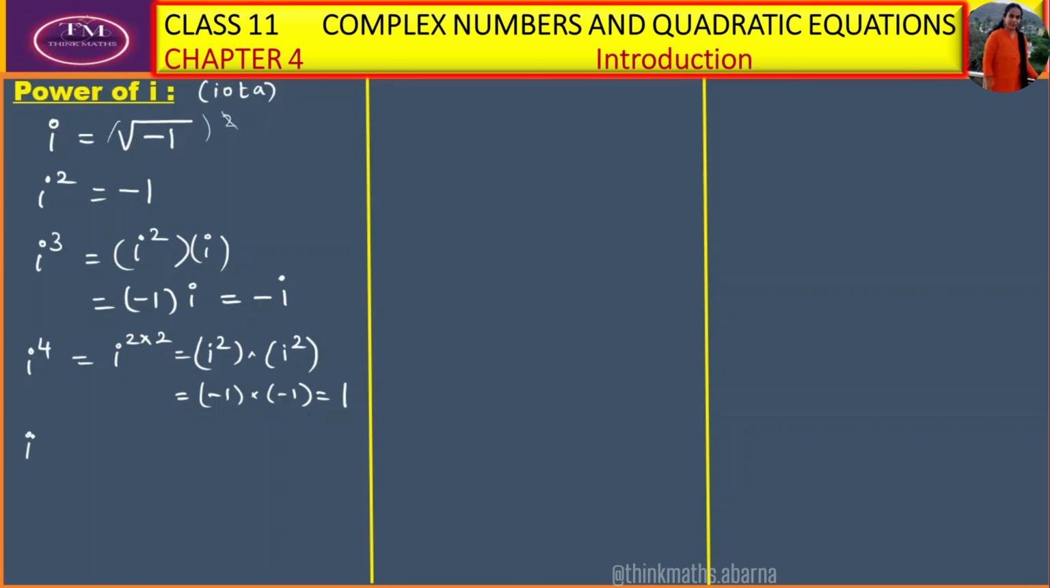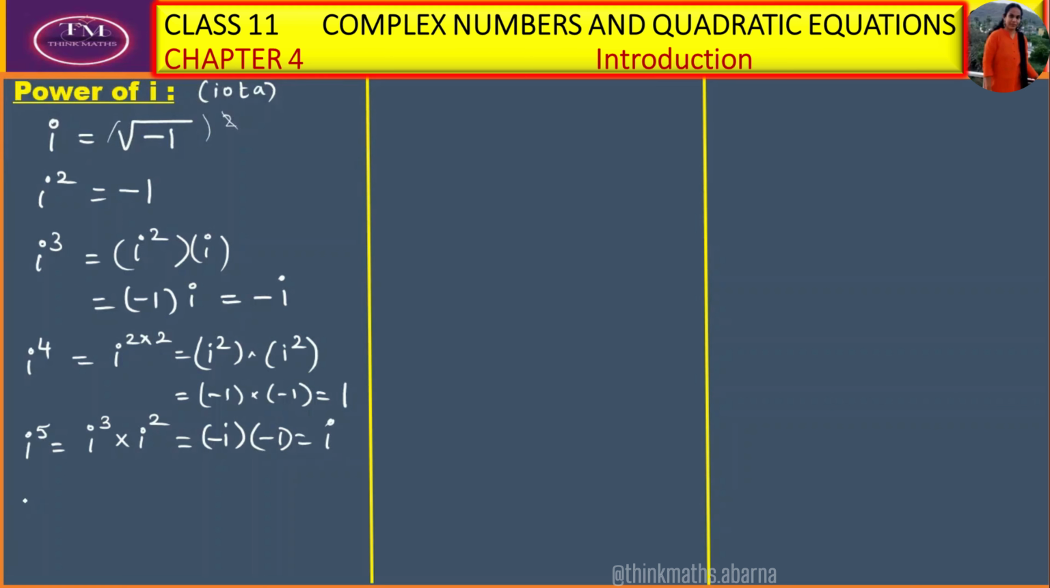What about i power 5? i power 5 can be written as 3 plus 2, so i power 3 into i power 2. If the base is the same, you can add the powers. So 5 can be written as 3 plus 2, so it is i power 3 into i power 2. What is i power 3? We already found out, it is minus i. What is i square? i square is minus 1. So minus into minus is plus, i into 1 is i.